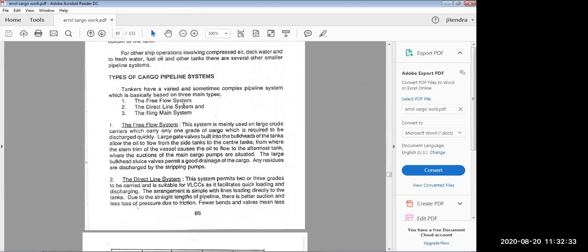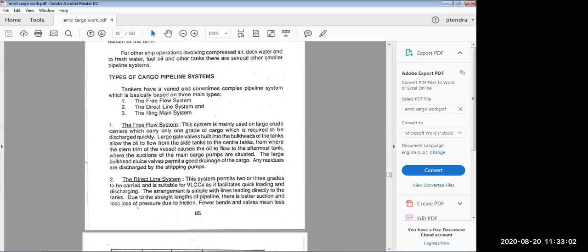complex pipelines: free flow system, direct line system, and ring main system. So free flow system, as we saw, is on large crude carriers. The biggest crude carriers will have free flow system with these gate valves required to discharge quickly. Large gate valves are built into bulkheads of the tanks to allow the flow from side tanks to the center tanks. And when you have the stern trim, it causes the oil to flow to the aftermost tank, and the suction of the main cargo pumps is situated in the last tank.